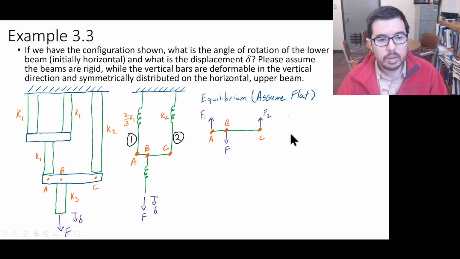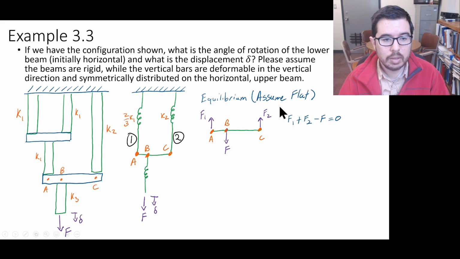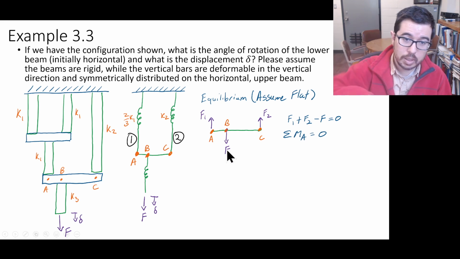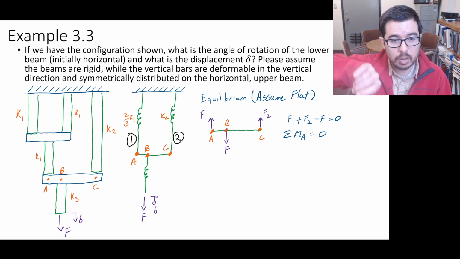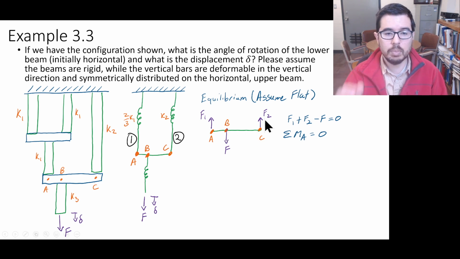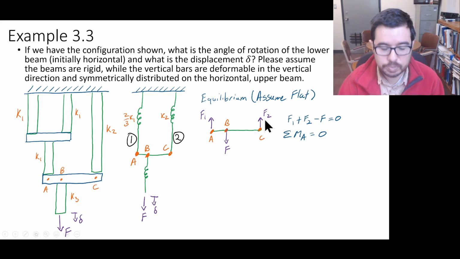Now, if we sum the forces in the y direction, or in the vertical direction, we get the following, setting them equal to 0. And if we sum the moments about A, we have the following, where we have this F contributing a negative torque. It's going into the page, right, if I use the right-hand rule. And if I look at the torque from F2, this is a positive, it's coming out at me.